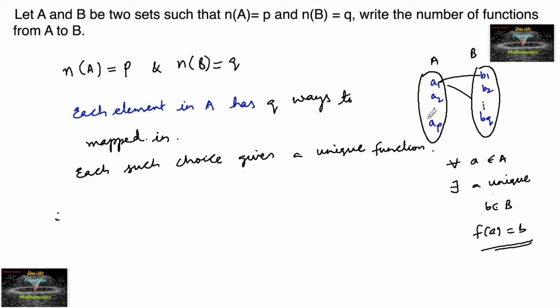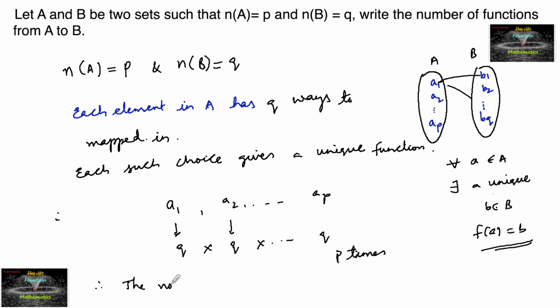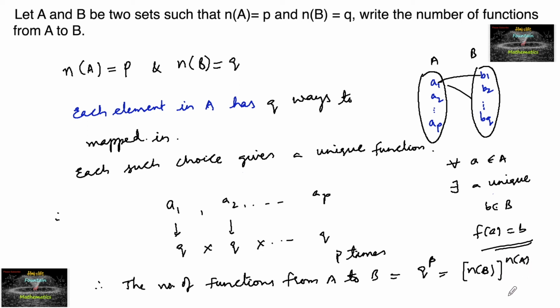Since there are P elements, A1, A2, and so on up to AP, each will have Q possibilities. A2 will have Q possibilities, and AP will also have Q possibilities. Q is multiplied how many times? P times. So the number of functions from A to B is Q to the power of P, that is, the number of elements in set B to the power of the number of elements in set A. So the answer is Q to the power P. Okay, that's the answer. Right, thank you.